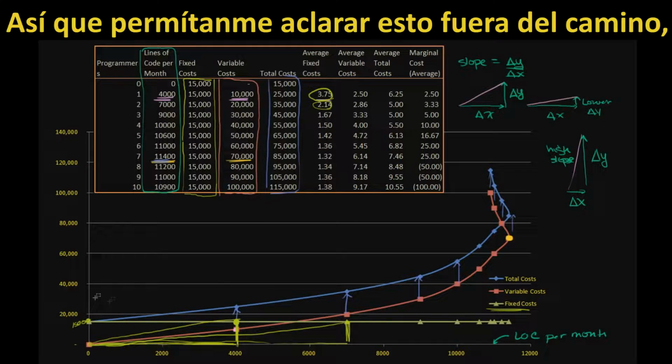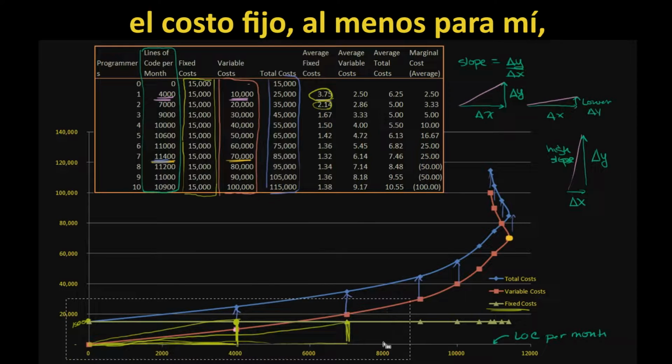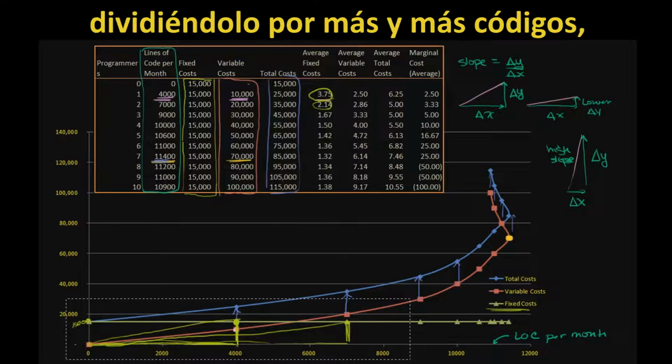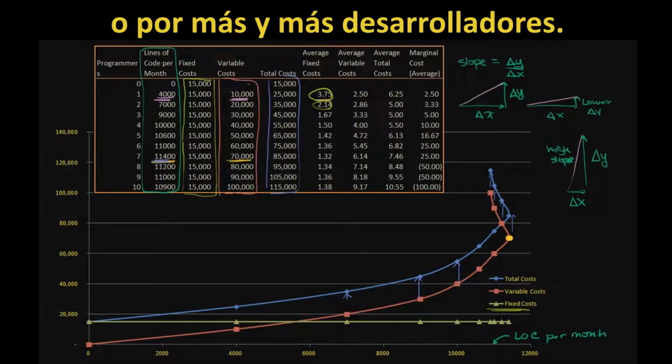So let me clear this out of the way. Hopefully that makes sense. The fixed cost, at least for me, is maybe the easiest to understand. You're taking the same quantity, dividing it by more and more code, or by more and more developers.